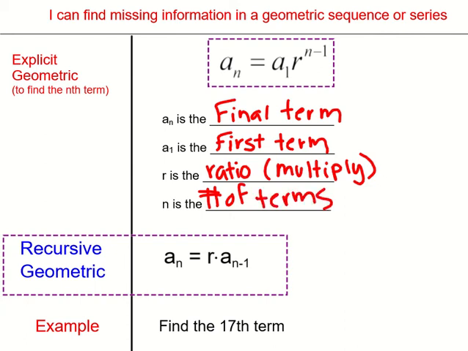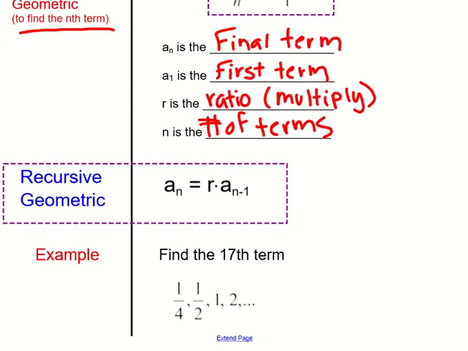So, like I said, this is to find the nth term in a sequence, and then you have recursive geometric, which is to find the next term. So, if we are looking for the 6th term and we have the 5th term, we can use this equation, a_n equals r times a_n minus 1, because we're just taking that 5th term, multiplying it by the ratio, and then we'll get the 6th term.